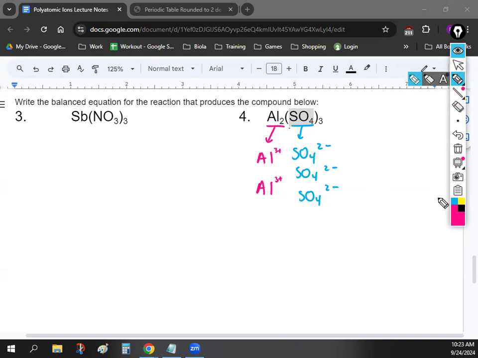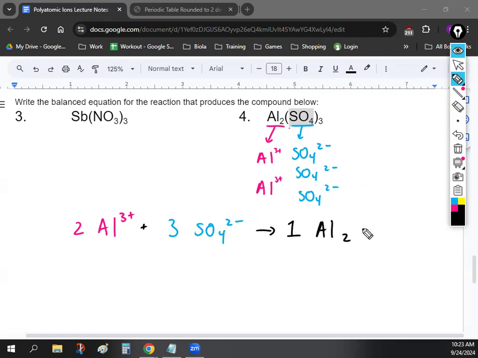All right, now we're ready to write the equation. So we have 2 Al3 pluses. We're going to combine that with 3 SO4 2 minus. You're going to be making 1 molecule, and the molecule that you make is what's given to you, Al2(SO4)3. And that's it. That's how you find the ionic compound chemical equations backwards and forwards. And that's pretty much what your assignment is going to be.